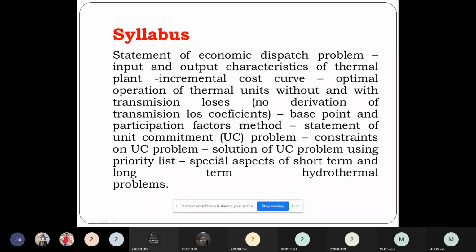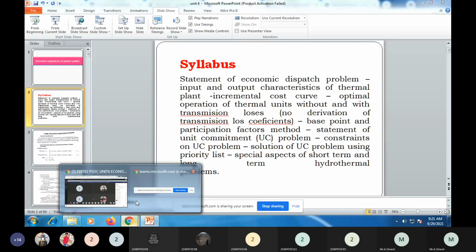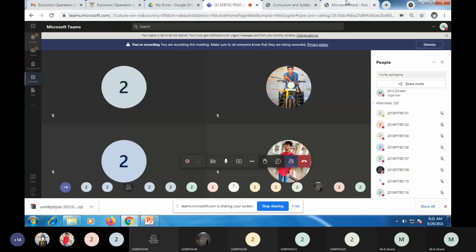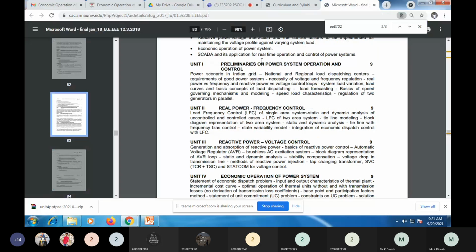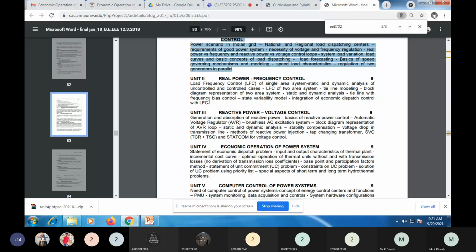unit number 4. So in the PSOC paper, what you have learned so far: preliminaries on power system operation and control, the fundamentals, the basic power scenario, national level, international level. That was discussed in unit number 1. Likewise in unit number 2, real power frequency control we discussed, with a lot of methods, single area systems, 2 area systems. And then unit number 3, reactive power voltage control. You learned the third unit topics also, the implementation of FACTS devices in your power system.